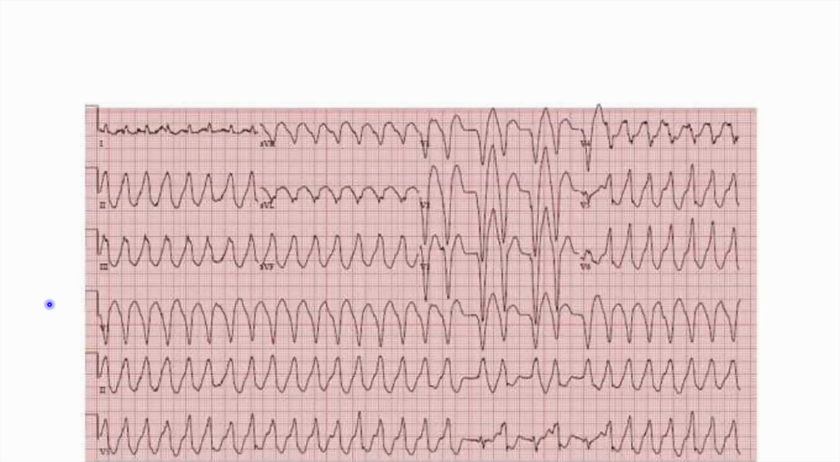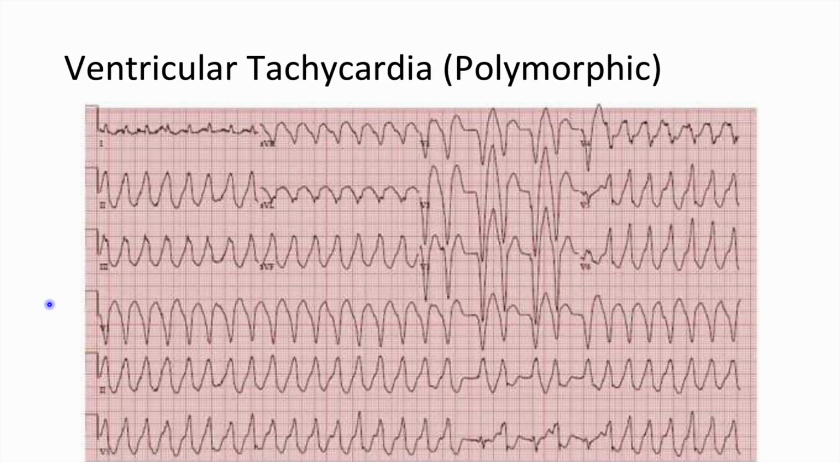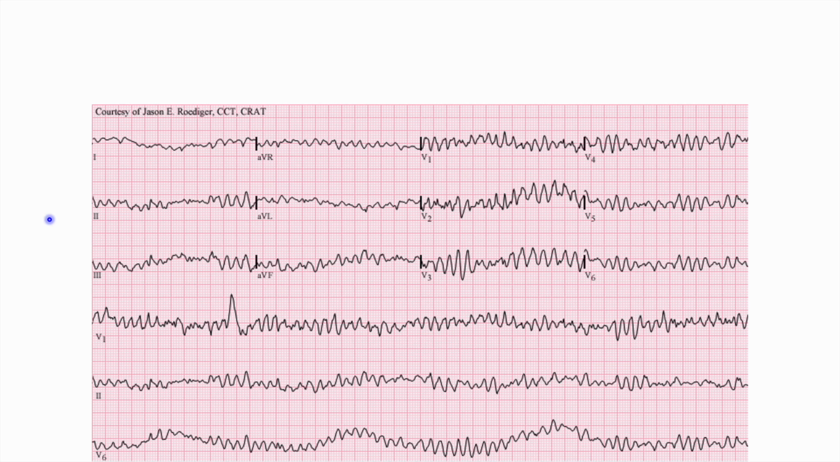How about this one? 3, 2, 1. This is also VTAC, but this one is polymorphic. Let's look here at a rhythm strip. These don't quite look the same. Some of them are a little variable, different shapes, different sizes. This is still giving us that boom, spike, spike, spike, spike, spike. It's a ventricular rhythm for sure, but this is polymorphic VTAC.